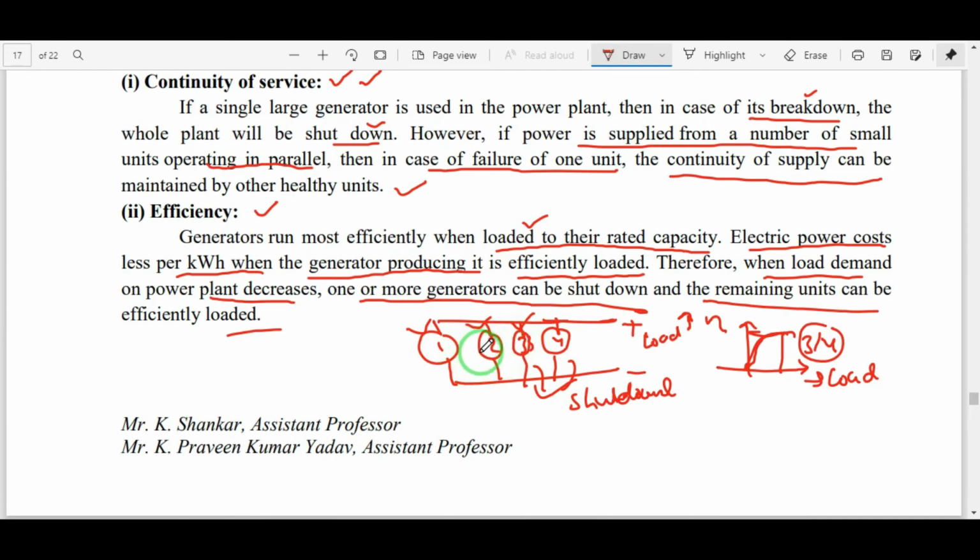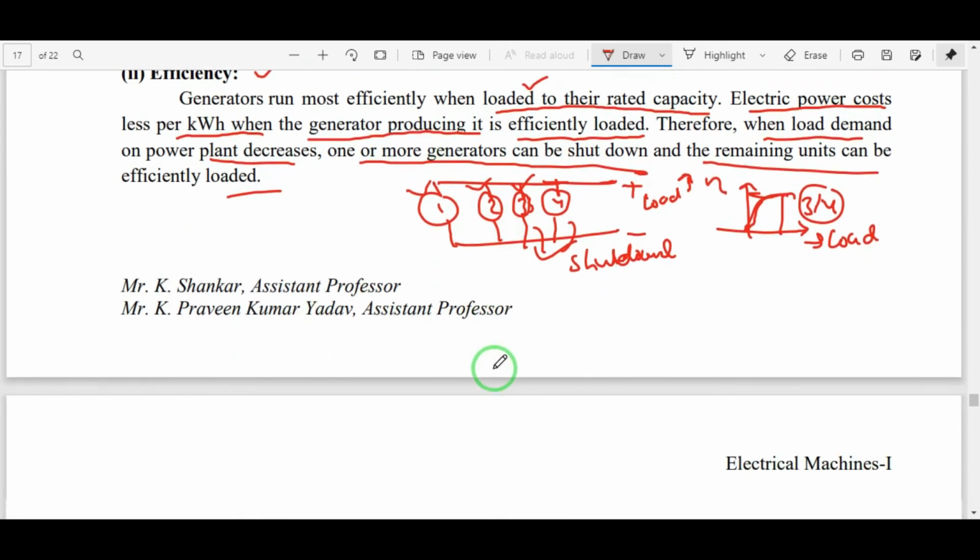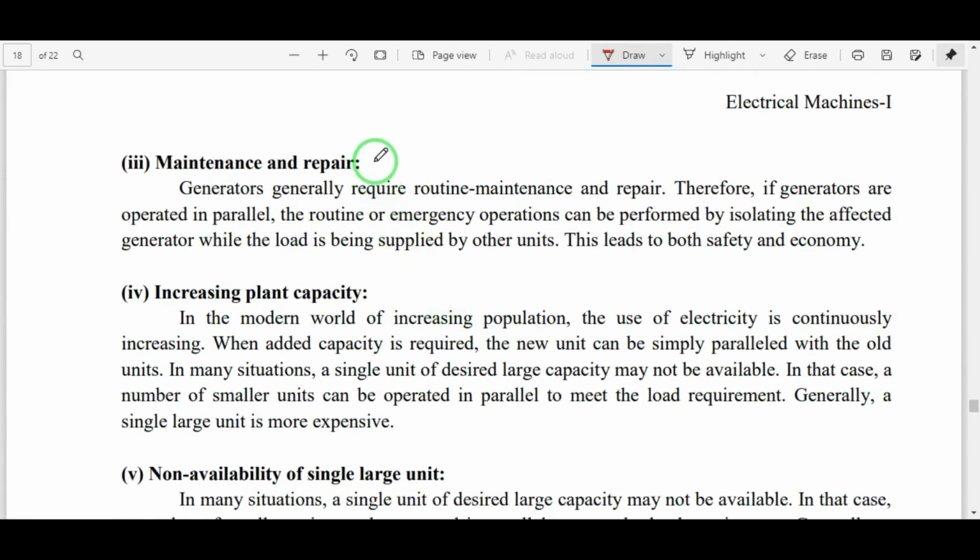Like that, the efficiency is increased by operating in parallel. So the parallel operation of these generators is very important. And coming to the third advantage, maintenance and repair.